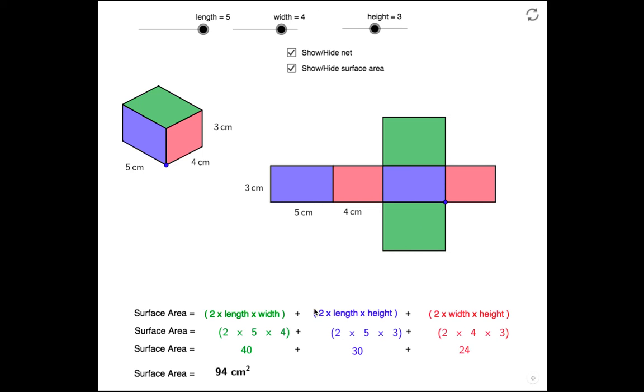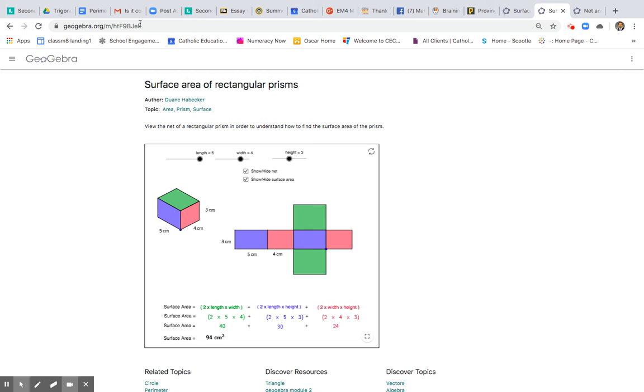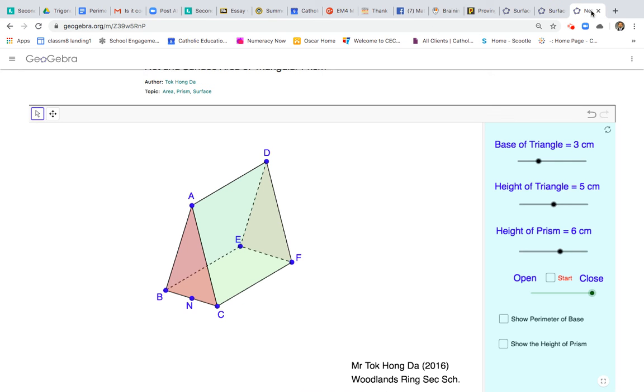The front and the back is 2 times 5 times 3. Again, there is 2 of them. And the last one is the 3 times 4. And again, there is going to be 2 of them. We just add them together. So different ways we can look at the surface area.